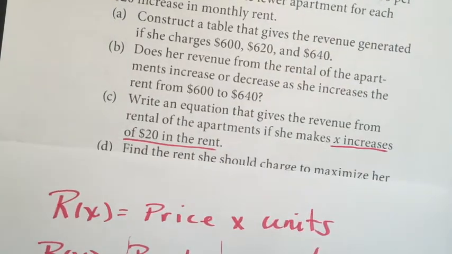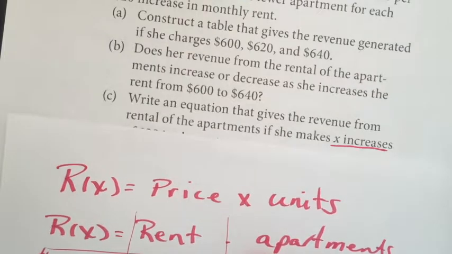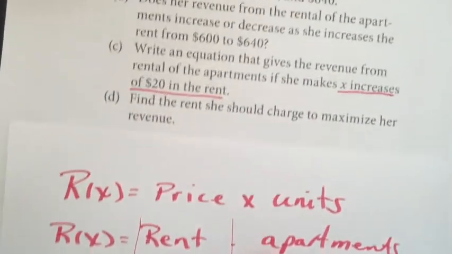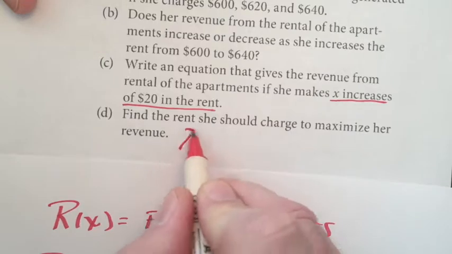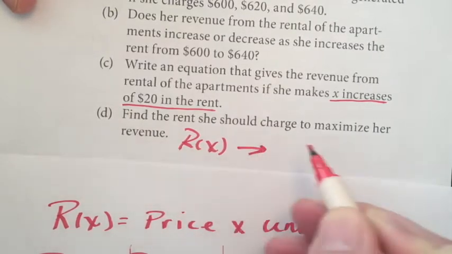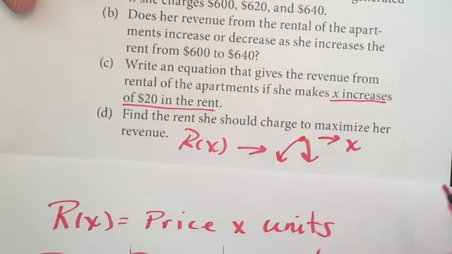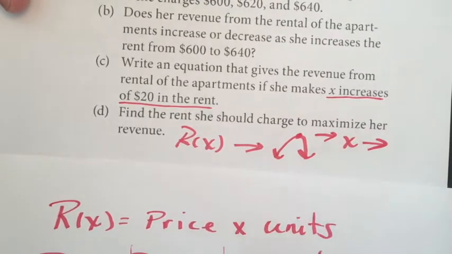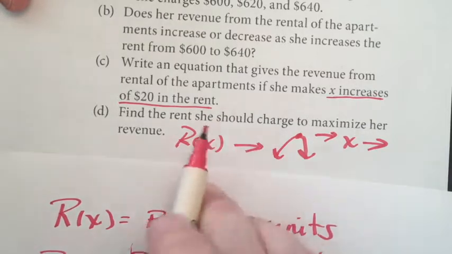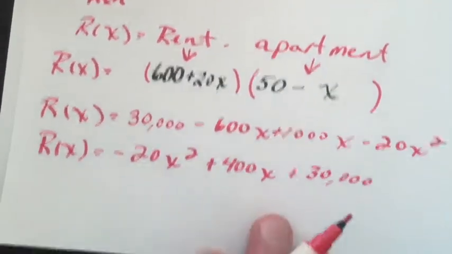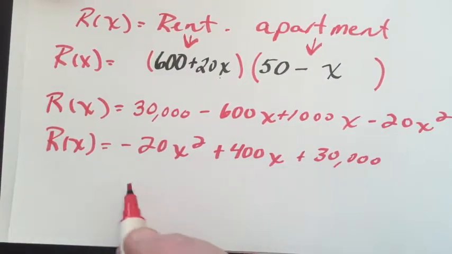Okay, let's go back and make sure we're answering our question. We wrote an equation that gives the revenue for the rental apartments. We did that. Now it says find the rent she should charge to maximize her revenue. And again, this is the piece. We have to come up with our revenue function. From the revenue function, we have to find our vertex, which has an x value. And from that x value, we have to put that back into our rent equation. So we can find our vertex.